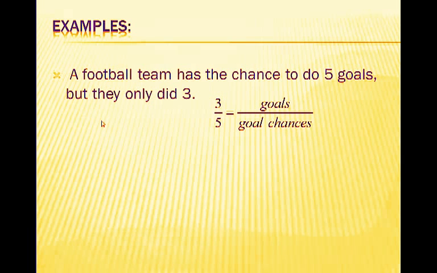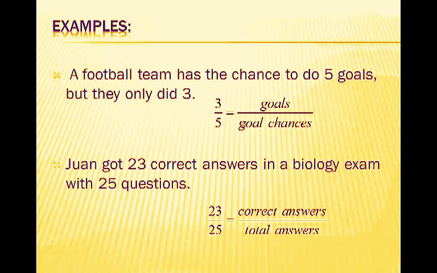Example of ratio. A football team has the chance to do 5 goals, but they only did 3. So they did 3 goals out of 5 possible goal chances that they had. Another example, Juan got 23 correct answers in a biology exam with 25 questions. He got 23 correct answers out of 25 total answers.